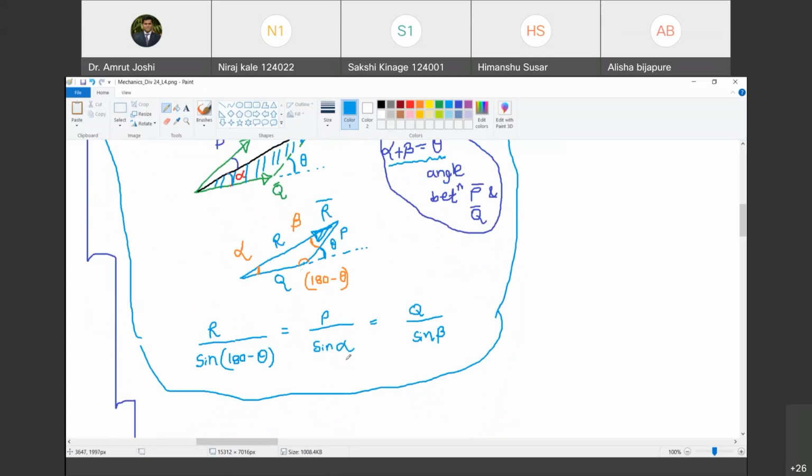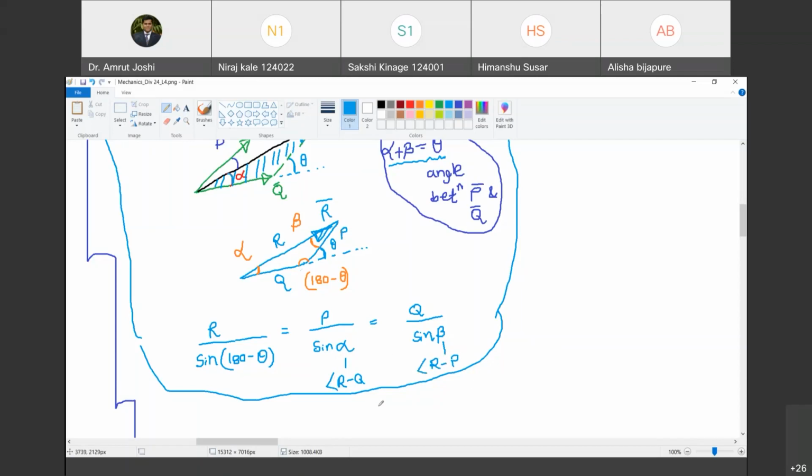What is alpha? Alpha is the angle made by r with q. Are you with me? Yes. So this is the angle between r and q. This you have to always remember. And what is beta? Beta is the angle made by r with p. Happy? So this is the angle between r and q, and this is the angle between r and p.